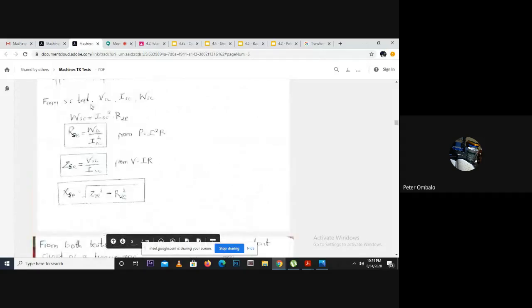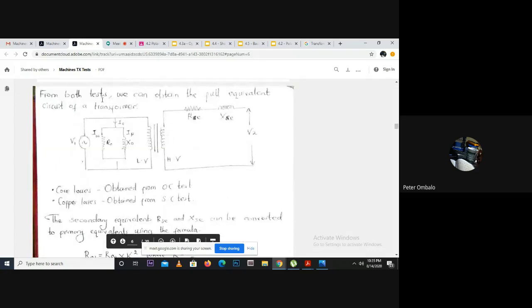So now we know these are important because we are going to be using these components, and a question can ask us to obtain these components from a short circuit test when we are given the parameters measured in the short circuit test. So from both tests, that's the open circuit test and the short circuit test, we can obtain the full equivalent circuit. Because now we have this here, which, if you remember, represents the losses in the core, and these two represent the losses in the winding, the copper losses.